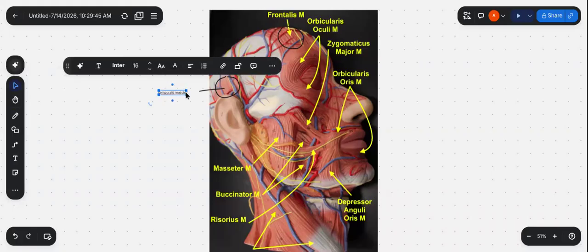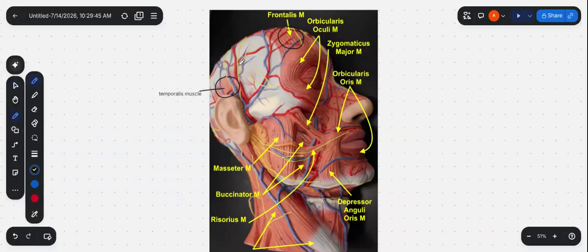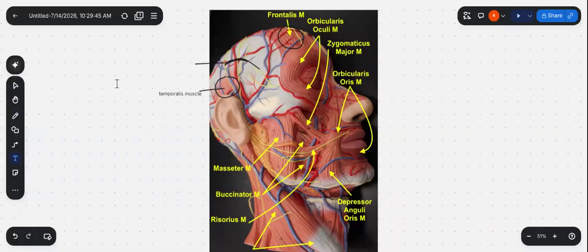Above the skull, you have this layer of fascia. This is called the gallia aponeurotica, and it is basically just all of this white stuff over here. So this whole region, that is your gallia aponeurotica.